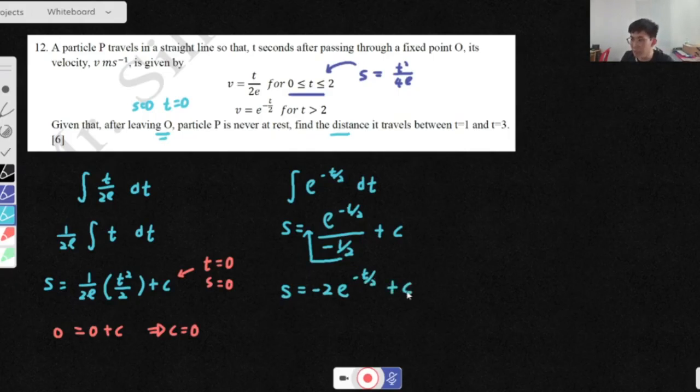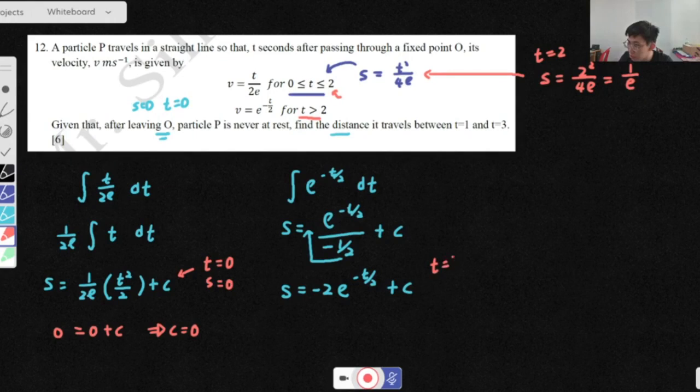To find this c is a little bit tricky. This c starts after t equal to 2. So I have to find out when t equal to 2, what is s? I have to use the first equation because when t equal to 2, it is using the first equation. So t equal to 2, s is equal to 2 squared over 4e, giving 1 over e as the displacement. So when t equal to 2, s will be equal to 1 over e. You have to substitute in to get c.